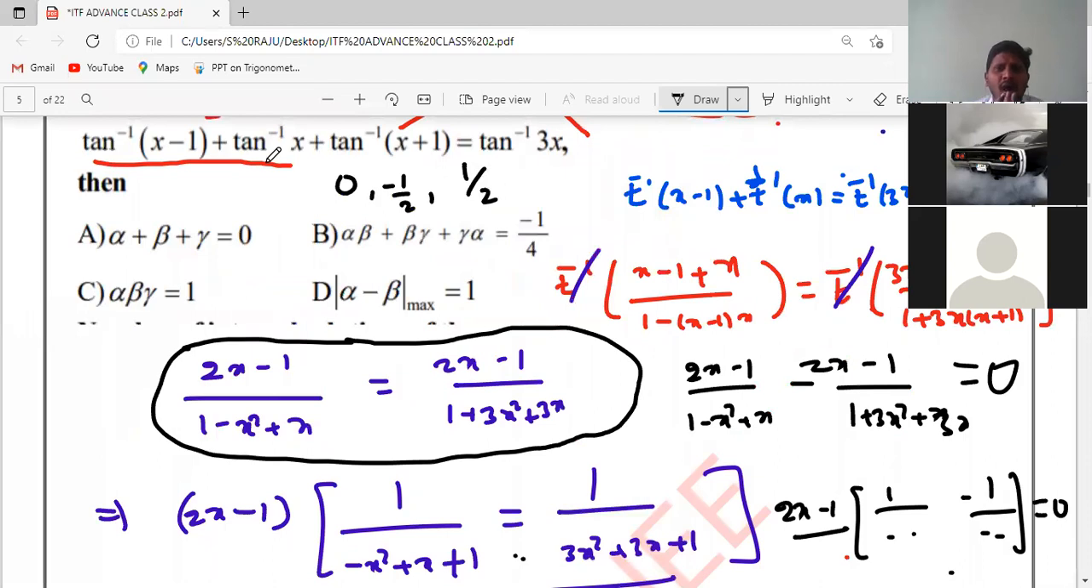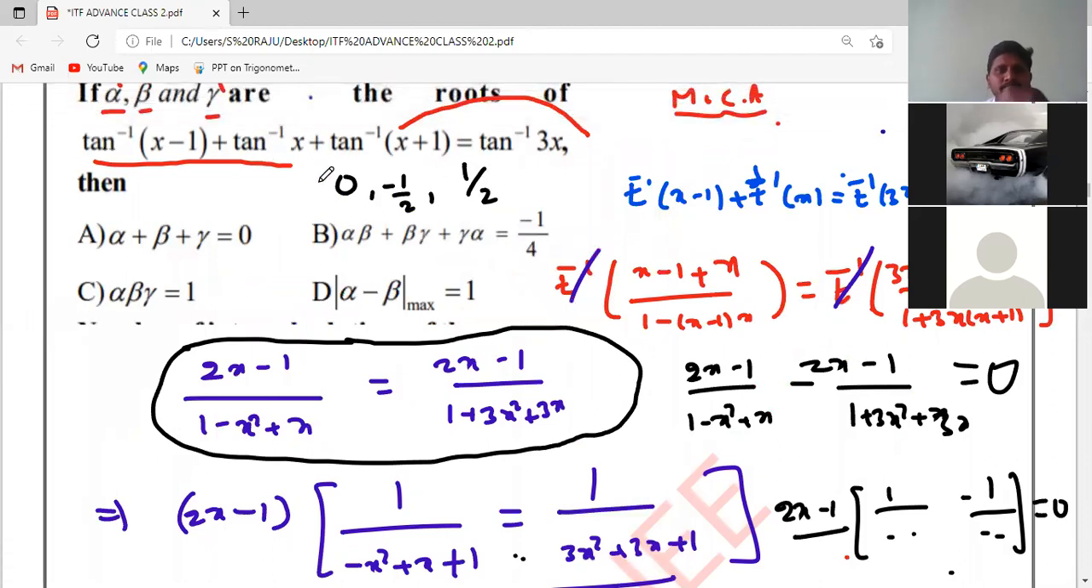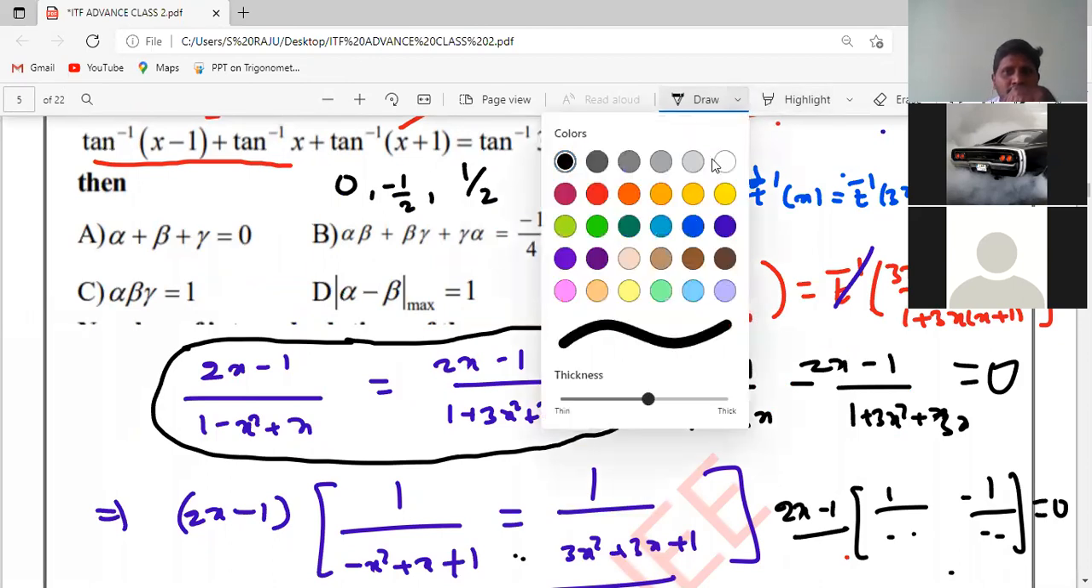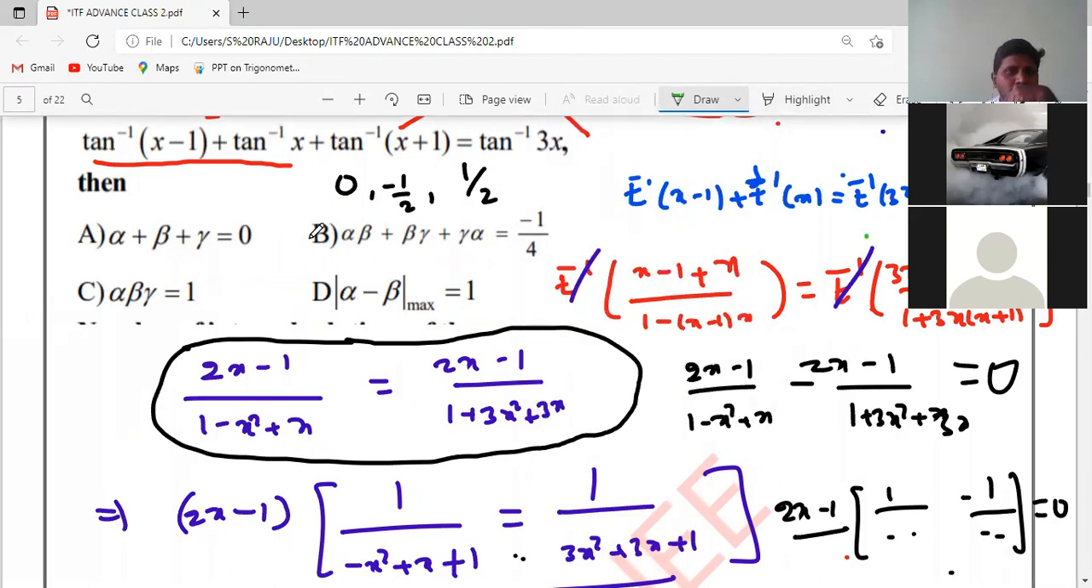What options are going to be correct here? Is the first option correct or wrong? When I add the 3 roots, is it equal to 0? Yes, students? Yes, sir. First option is right. Second option? Is this wrong? Are you sure? Correct or wrong? Correct, sir. Because when I take alpha value 0, let us consider that.